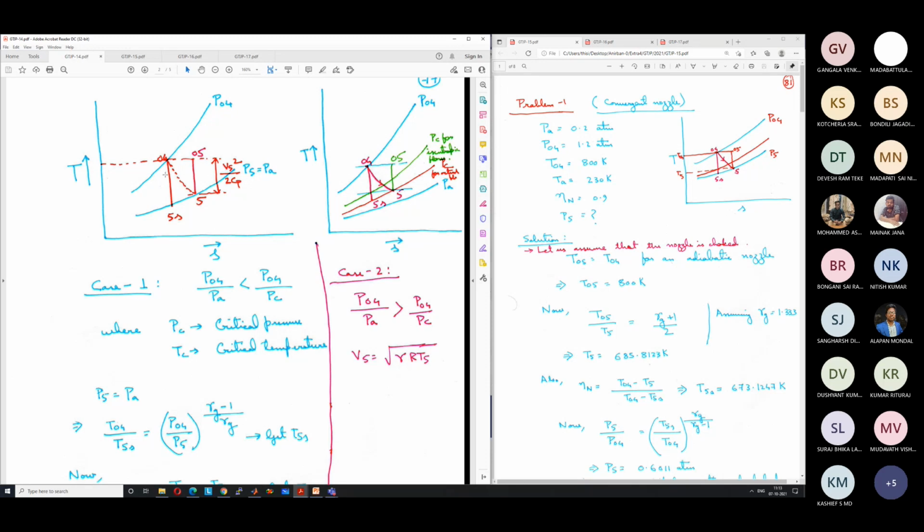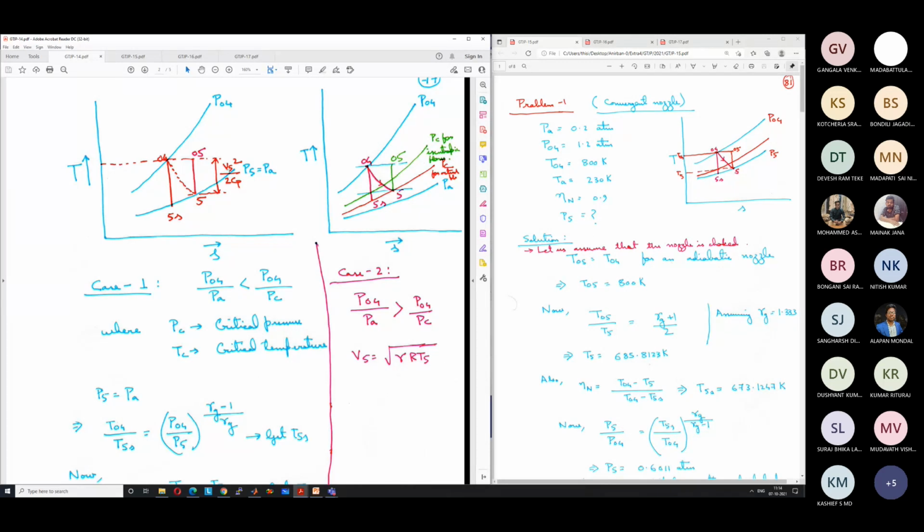So if it was an ideal nozzle without any frictional losses, we could have expanded the fluid up to point 5S, okay, which is at the same static pressure, atmospheric pressure. And we would have obtained a higher temperature drop from point 04 to 5S. As a result, we would have obtained a higher velocity at the exit of the nozzle, but because of frictional losses, we are obtaining a lesser velocity. Instead of V5S, we are obtaining V5.